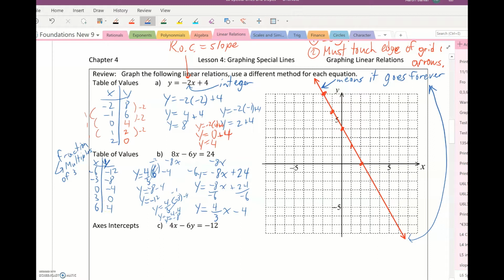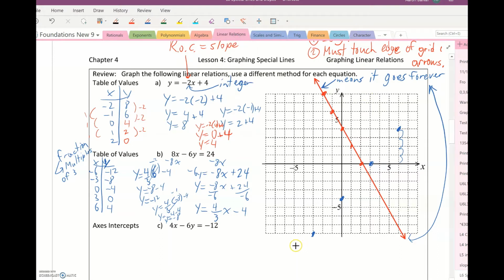Okay, I can't plot the first point, but negative 3, negative 8 I can plot. So 1, 2, 3, 1, 2, 3, 4, 5, 6, 7, 8. Right on the edge of my grid. Good. Next one will be 0, negative 4. That's easy. And then we have 3, 0 right here. And then we have 6, 4. Here's 6, 1, 2, 3, 4. There we go. Now you got to make a nice, beautiful line.